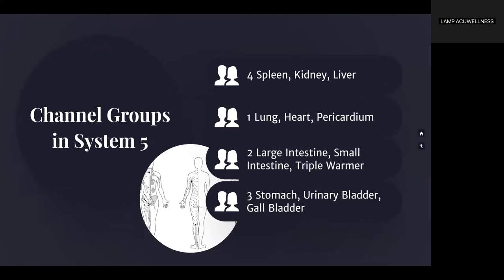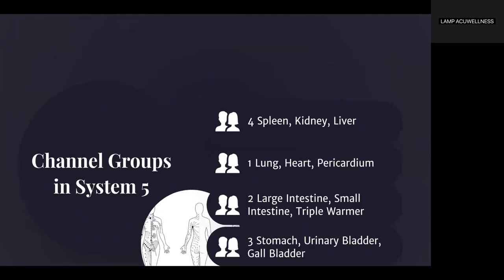Channel groups in System 5. Group 4 is spleen, kidney, liver. Group 1, lung, heart, pericardium. Group 2, large intestine, small intestine, triple burner. And Group 3, stomach, urinary bladder, gallbladder.